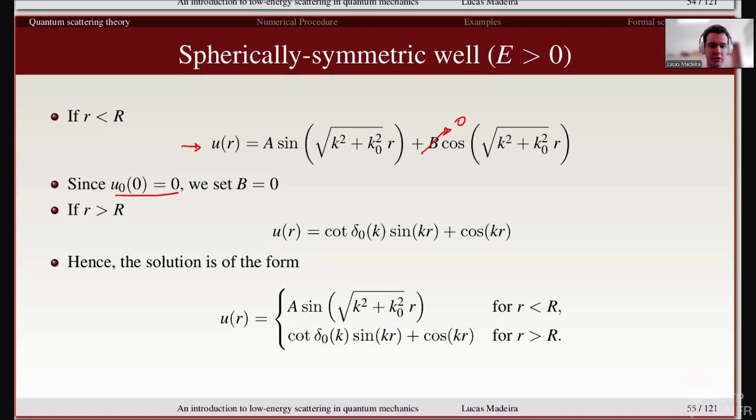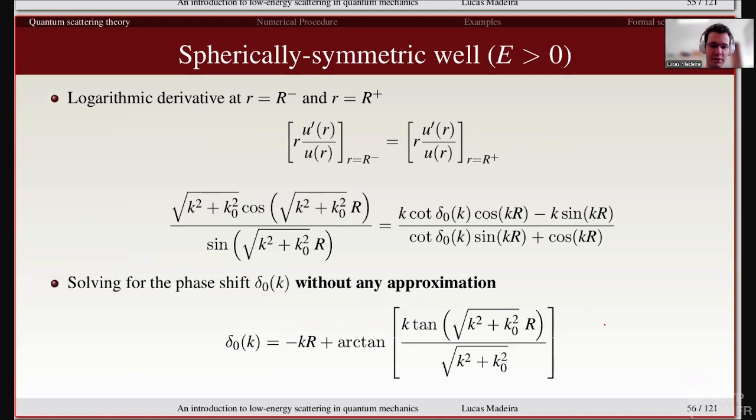How about outside the range of the potential? Well, yesterday and today, we wrote this form here for the wave function outside of the range of the potential in terms of the phase shift. So I have that my wave function looks like this. Now, what do we have to do? We have to match the function and its derivative at r equals capital R, the range of the potential.